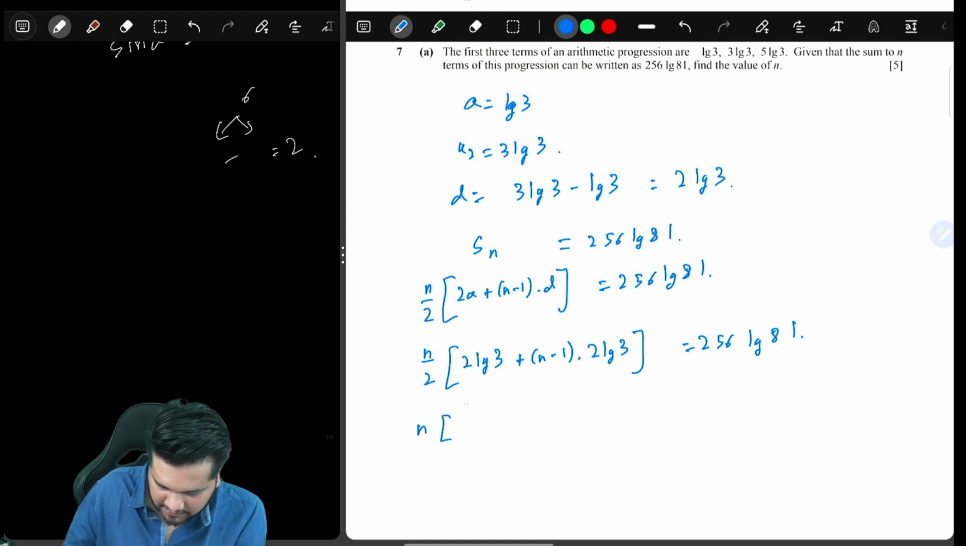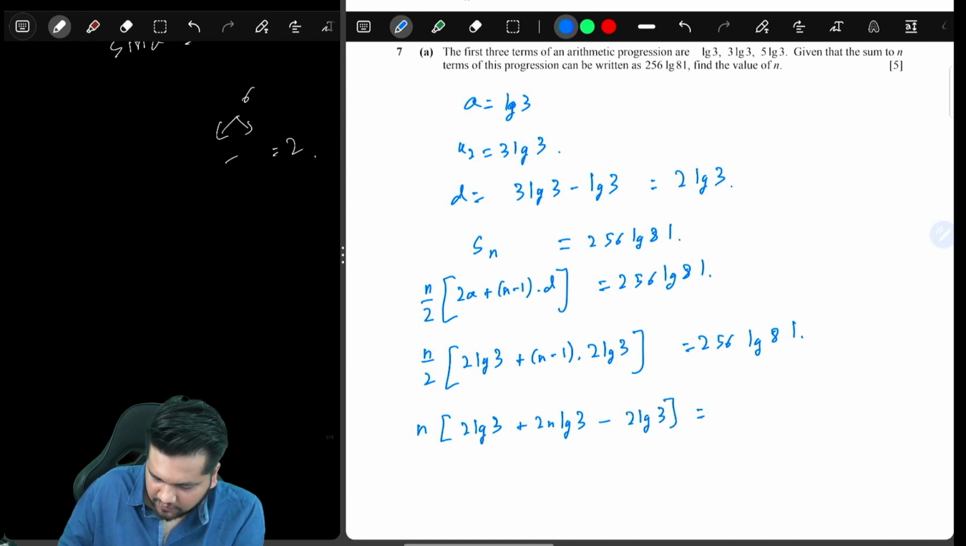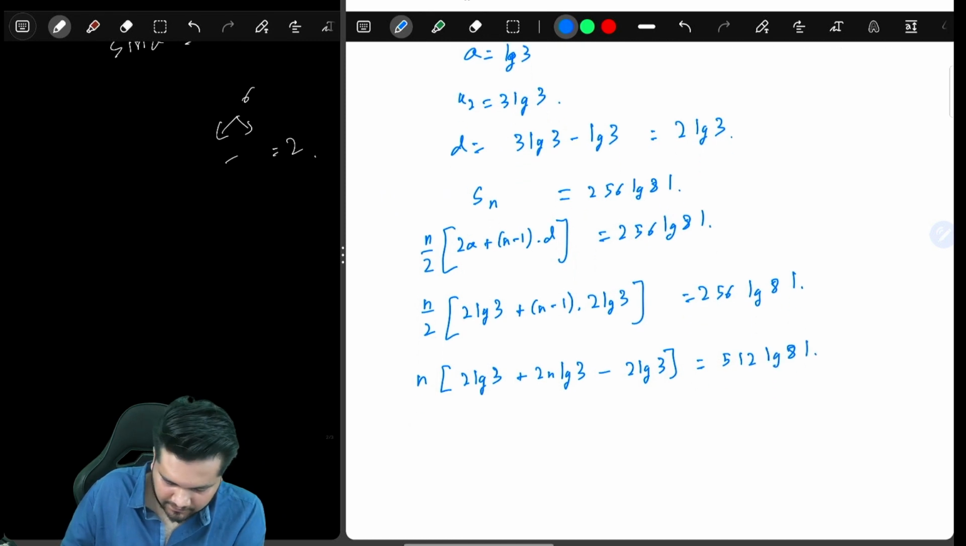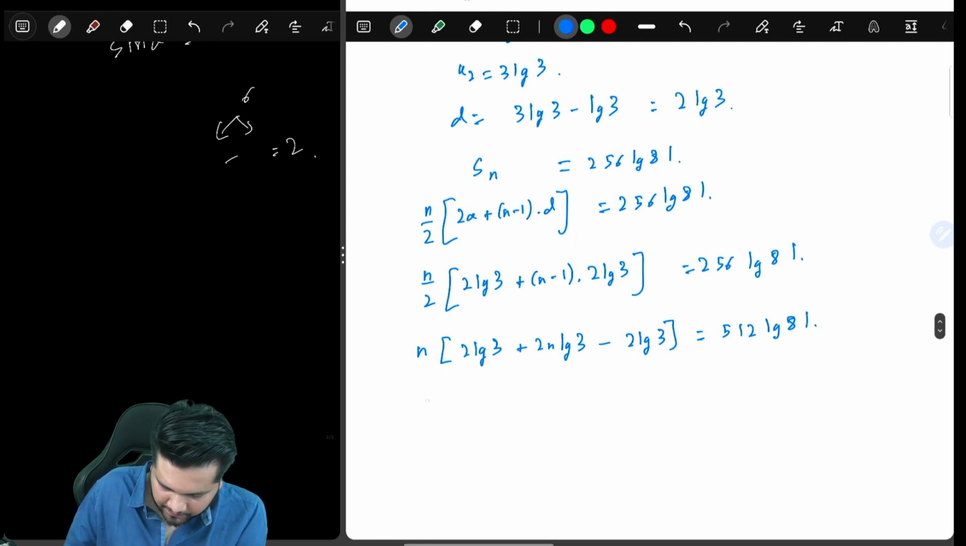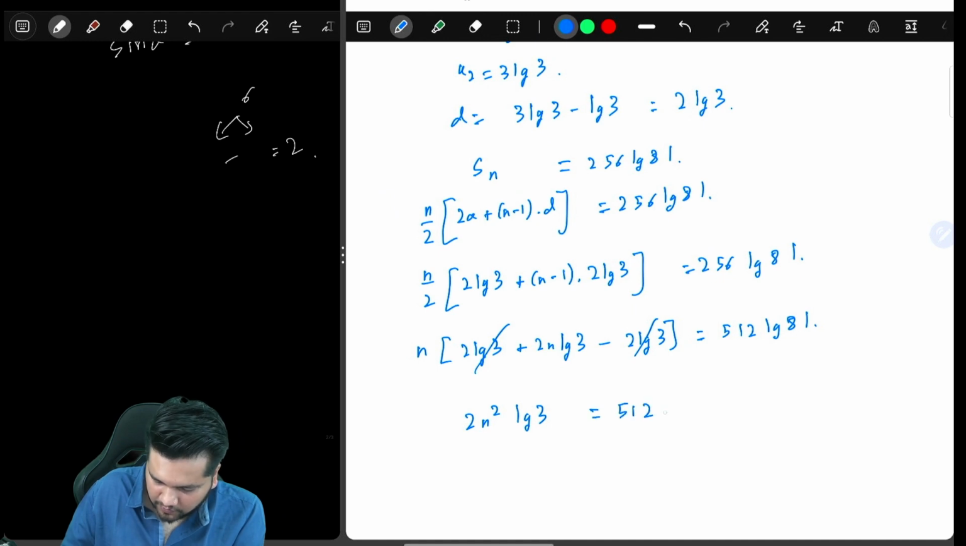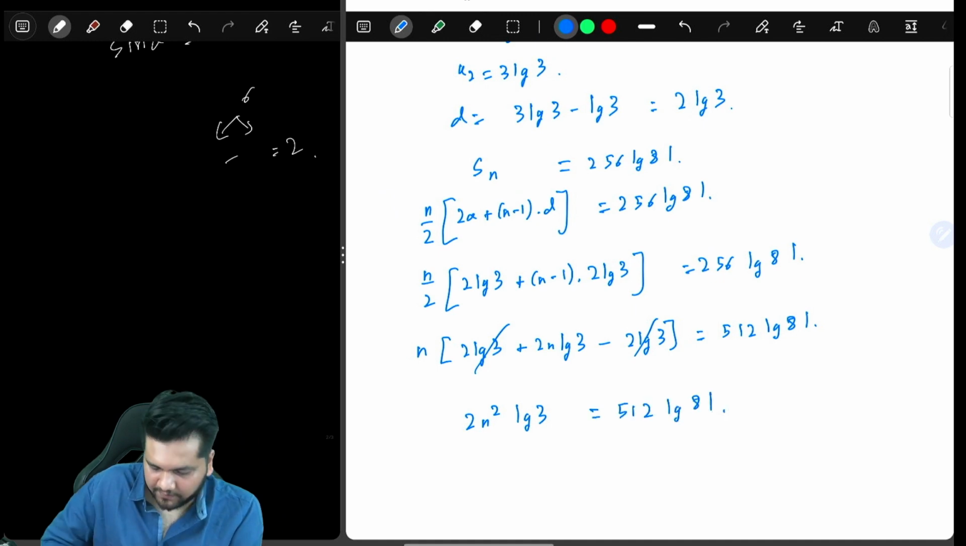Now, I'll move this 2 to the other side. So it's going to be n times 2 log 3 plus 2n log 3 minus 2 log 3 is equal to 256 times 2, so 512 log 81. Now, this 2 log 3 and minus 2 log 3 will get cancelled. You will get 2n square log 3 is equal to 512 log 81.